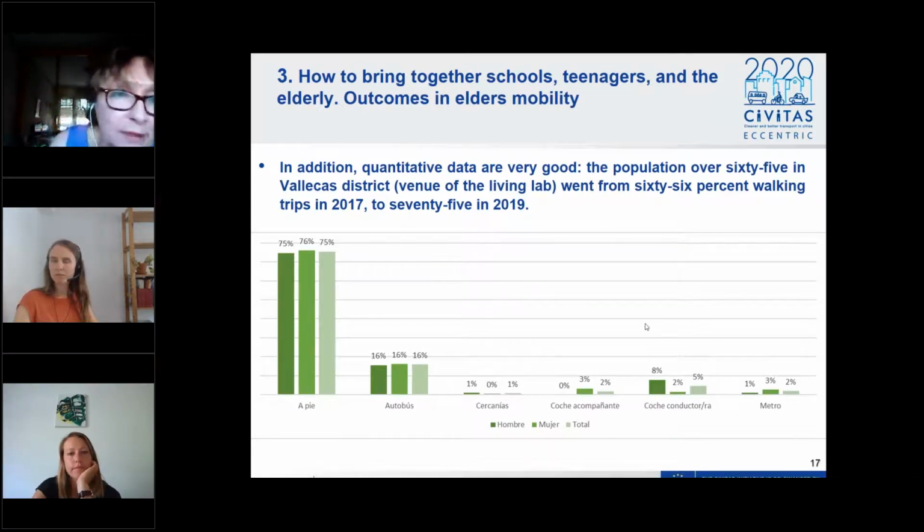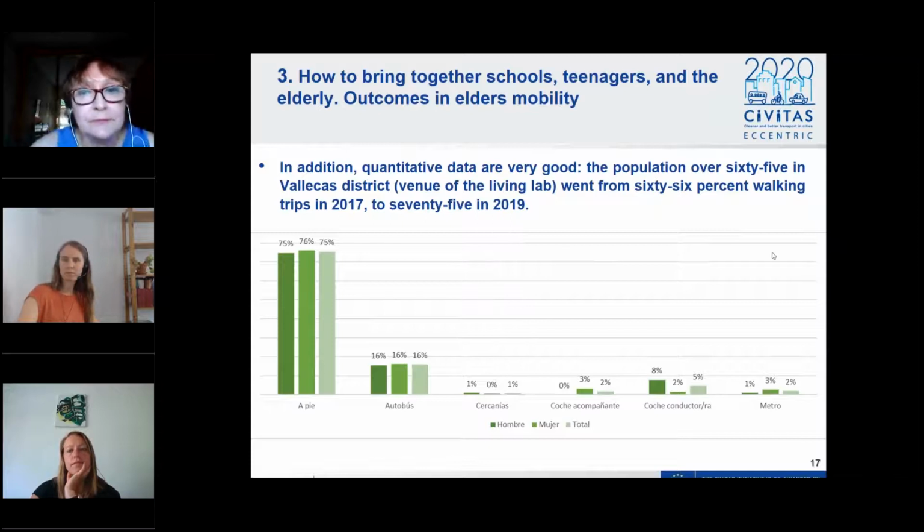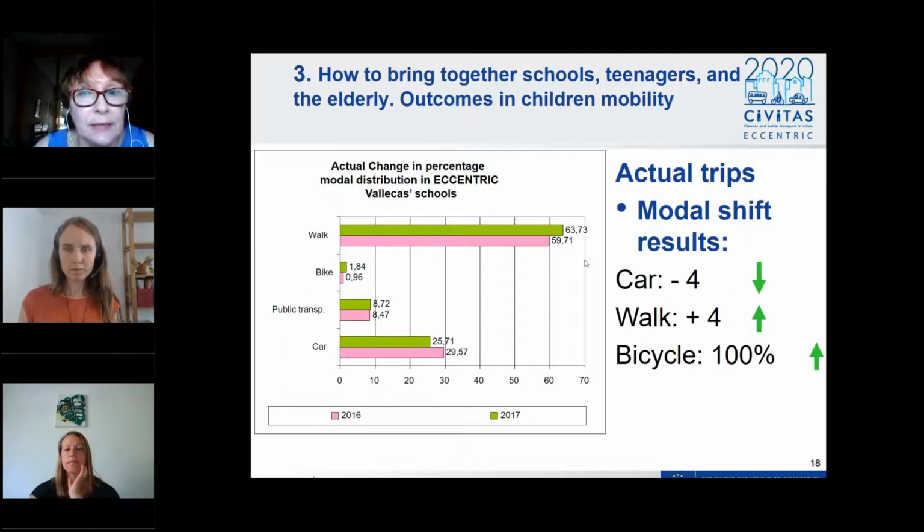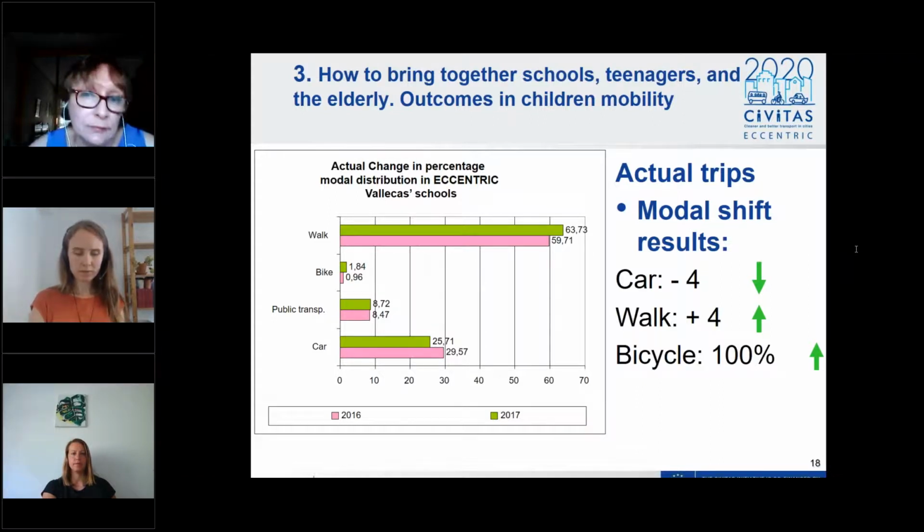Maybe the club was working and a lot of people are going, even if not members of the club, but they are going together also. And for the children also, we have good results. The motorized trips from home to school decreased 4 points. Then walking and cycling increased 4 points.